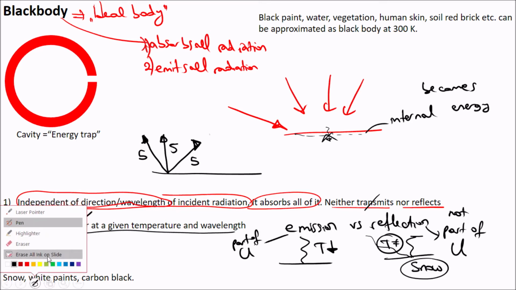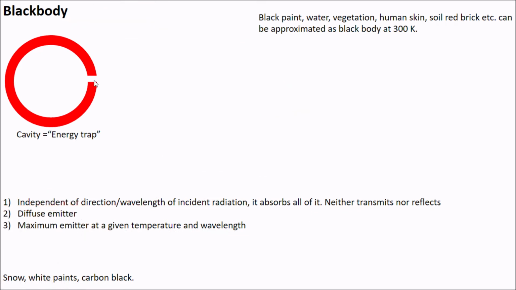And what are the examples of the black body? Black body examples can be black paint, water, vegetation, human skin, soil, red brick, etc. These can be approximated as a black body at 300 Kelvin. If you are at 300 Kelvin, we are at 27 degrees most of the time. Therefore, these bodies can be approximated as black body because they have very good emission.